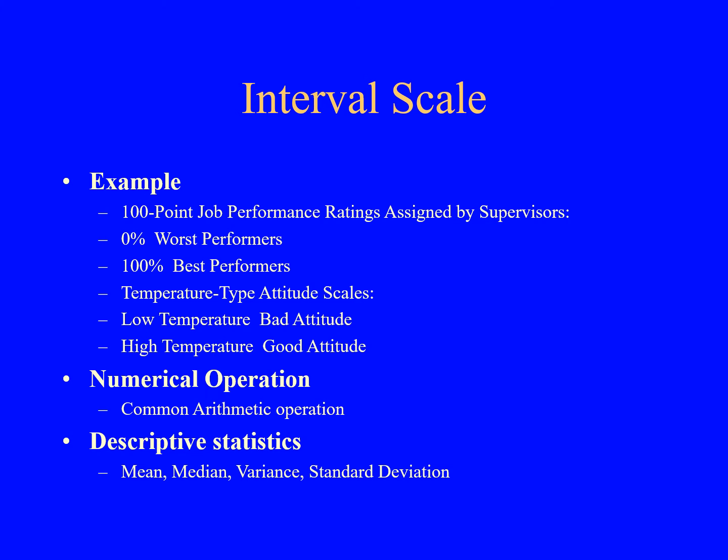Examples for interval scale are a 100-point job performance rating assigned by supervisors, meaning 0% is worst performance and 100% is best performance. Temperature-type attitude scales mean low temperature, bad attitude; high temperature, good attitude. And the numerical operation is common arithmetic operation, while the descriptive statistics for interval scale are mean, median, variance, and standard deviation.